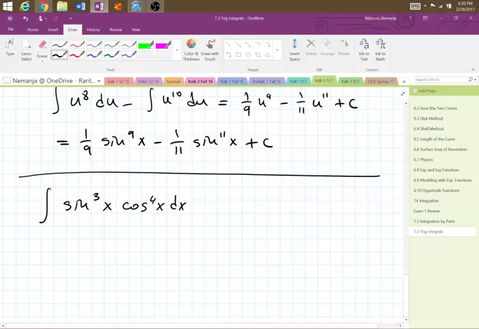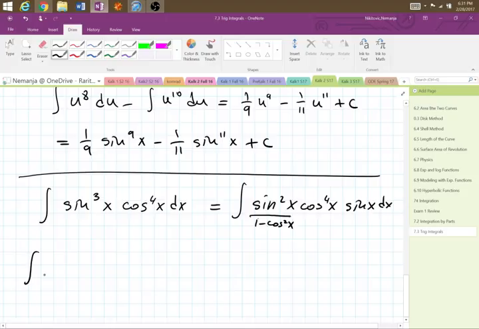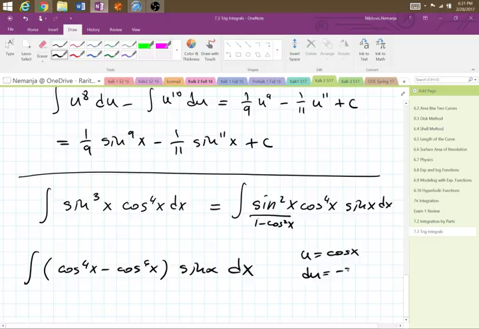All right, let's take a look at this problem together. So, since sine has the odd, I don't care what's showing up first, what's showing up second. It's multiplication. You can swap the order. So, I'm going to peel off one sine, so sine squared is left behind, and cosine to the fourth, and then sine x dx. This one is then transformed into 1 minus cosine squared x. So we get the integral of, open parenthesis, cosine to the fourth x minus cosine to the sixth x, sine x dx. u equals cosine x, du equals negative sine x dx.